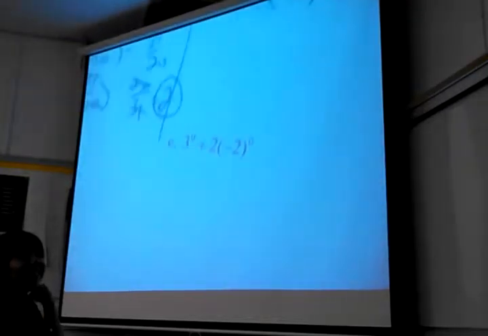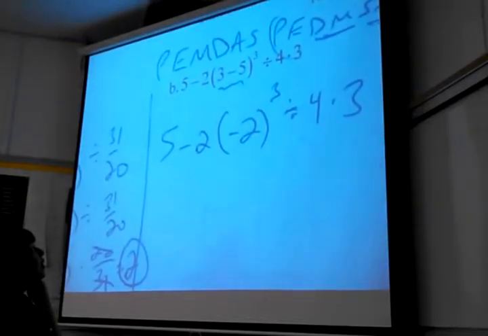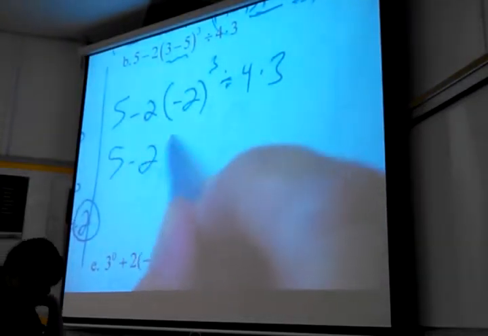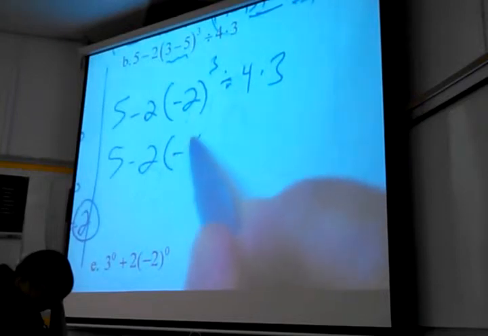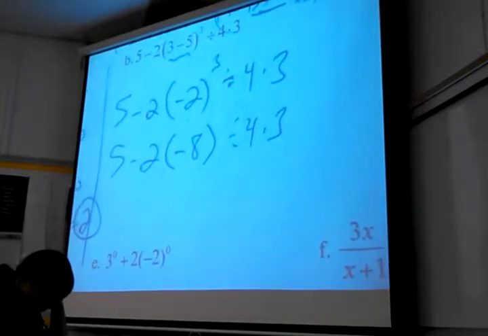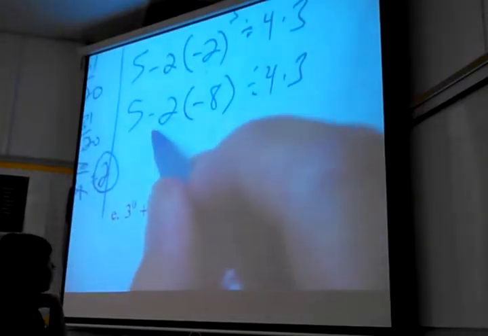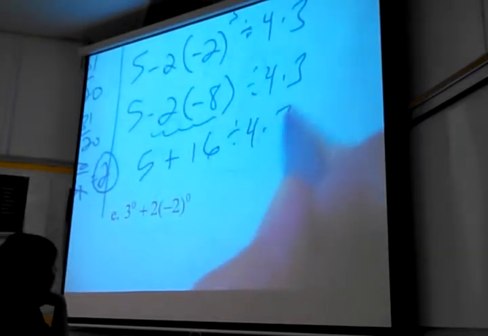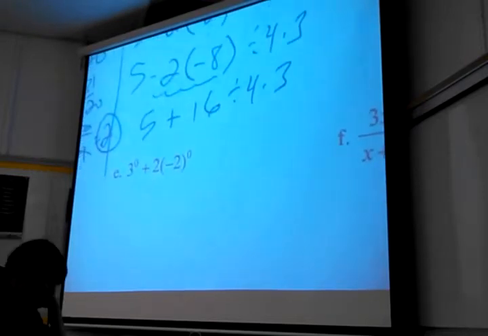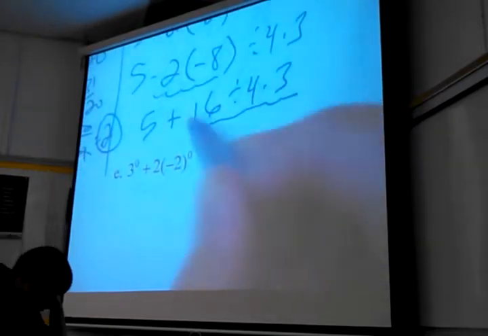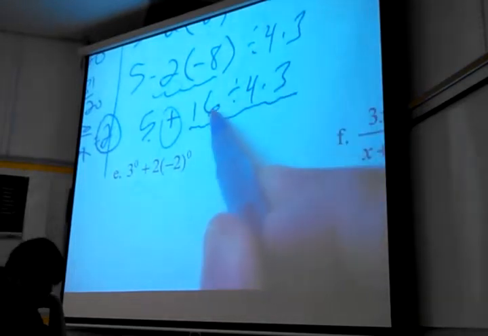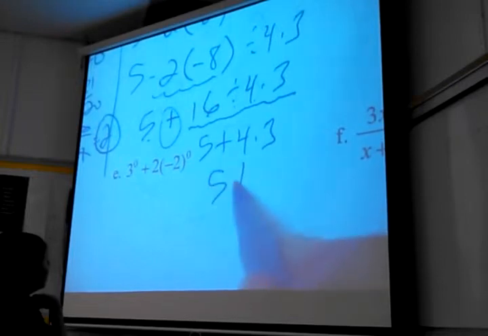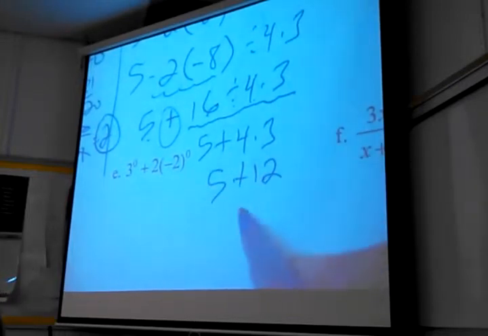All right, maybe. So here, the next thing I could do is exponents, good. So I get 5 minus 2 times negative 8, good. Negative 2 times negative 8, positive 16. Good. Division here. This whole thing comes next. The addition is last here, right? So 16 divided by 4 is 4. 4 times 3 is 12. 17. Sweet.